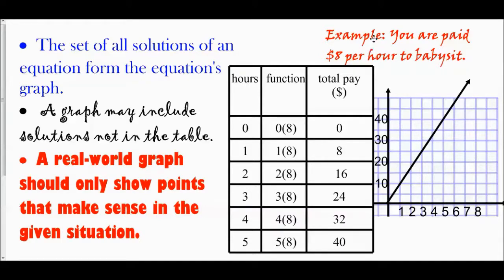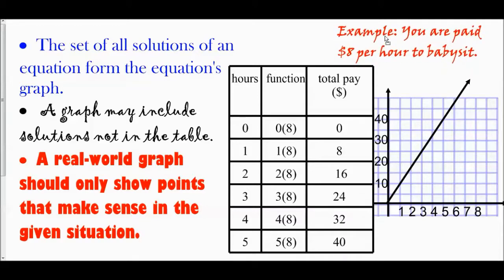So here's your example. You are paid $8 an hour to babysit. We've seen this example before. So here's our table. If you work for 0 hours, you get $0. 1 hour, 1 times 8 is 8. 2 hours, 2 times 8 is 16, and so forth. And so there are our coordinates. You can see that those are being graphed.